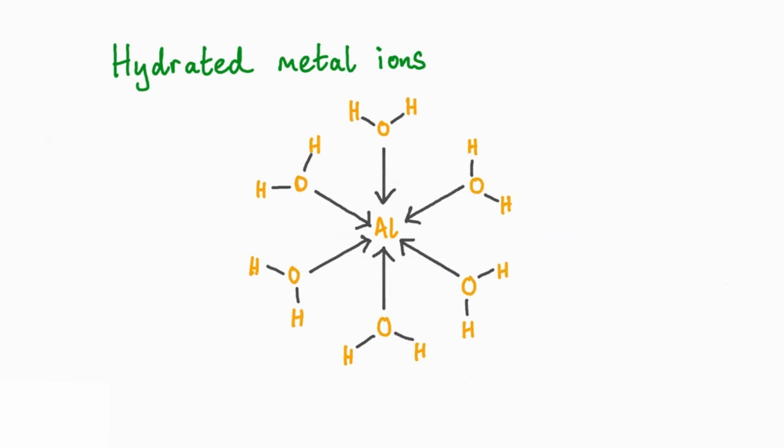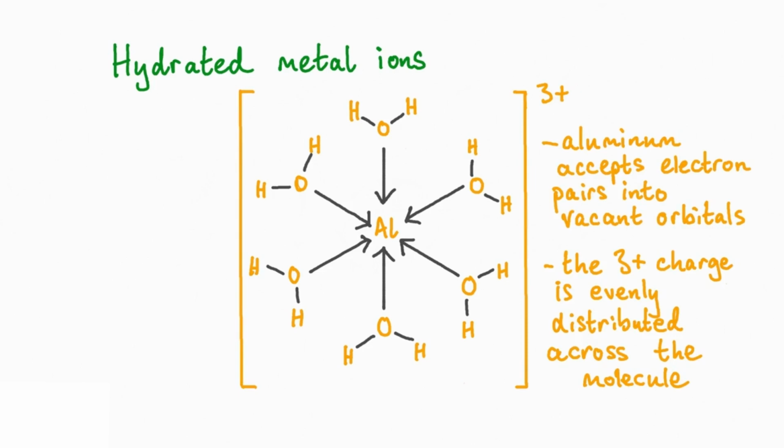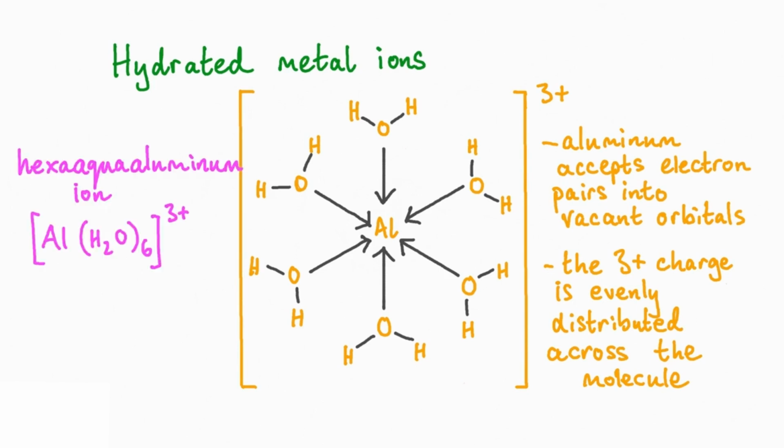Only one lone pair is used by each water molecule to form these coordinate covalent bonds. The other lone pair is pointing away from the aluminum atom, so it isn't involved in the bonding. The aluminum atom accepts these electrons into some vacant orbitals. The 3+ charge on the aluminum ion is now evenly distributed across the entire molecule. Since only 6 water molecules will fit around the central aluminum atom, this ion is known as the hexa-aqua aluminum ion.